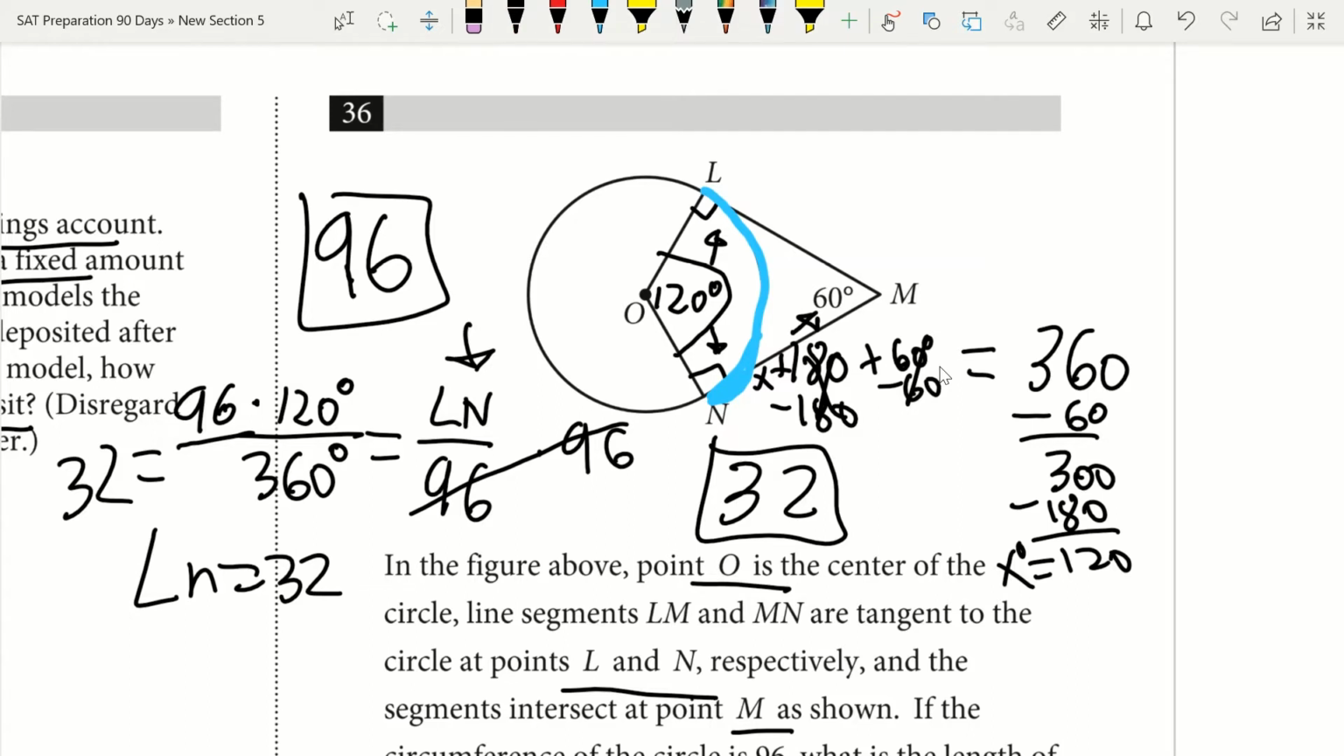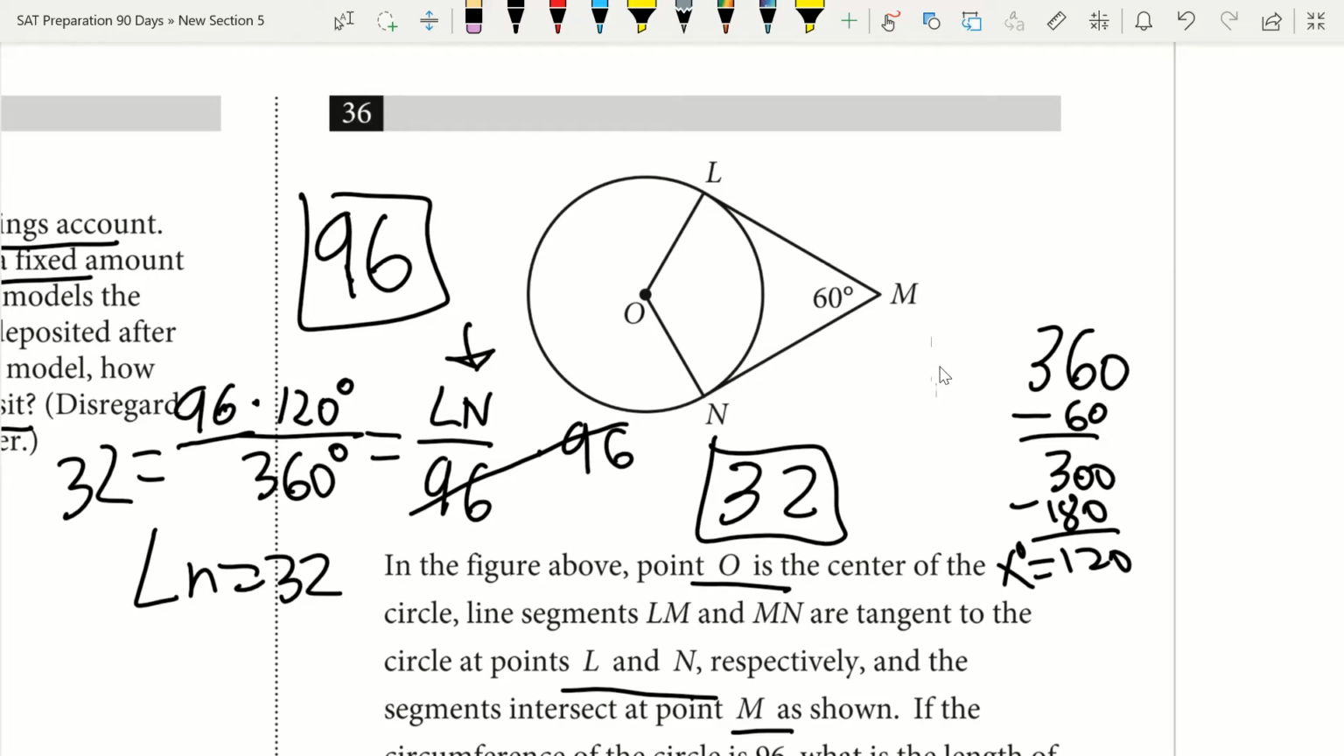One thing that I should point out that I don't know if I have yet, so I'm going to erase this so you can see it more clearly. When we have a tangent line like this, and I'll put it in blue so you can see it better, a tangent line to this is going to make a 90-degree angle with this radius. Okay, so just understand that.